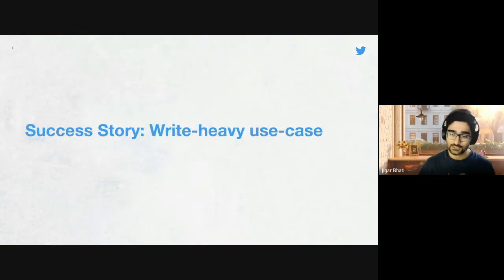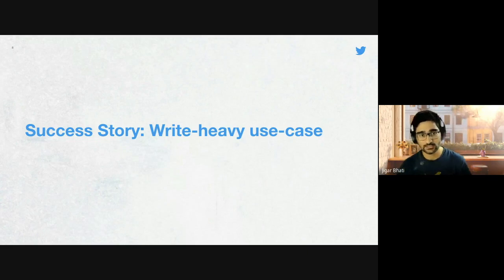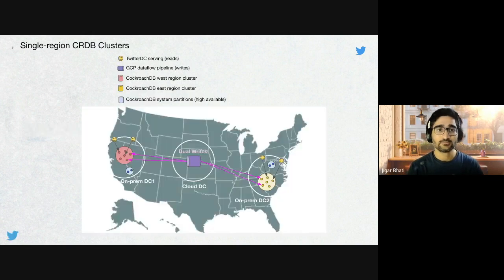Cool. So that was the success story for the read heavy use case. Now let's talk a bit about the write heavy use case, where the majority of the traffic is writes, whereas reads are pretty low, on the order of tens of requests per second. Again, the format is going to be pretty similar. We'll talk about the topology, we'll talk about the workload, and then we'll talk about the challenges.